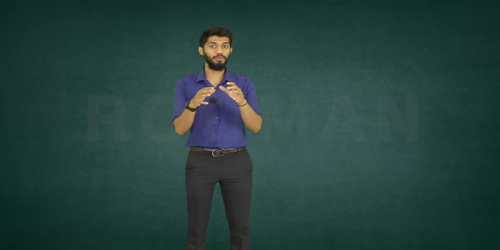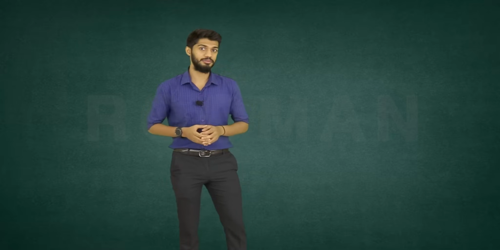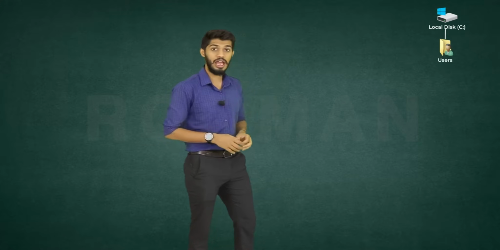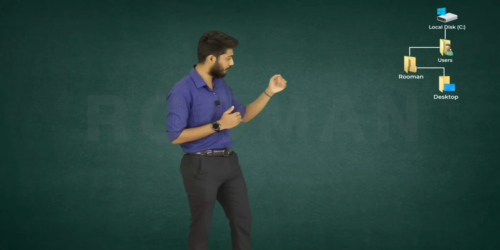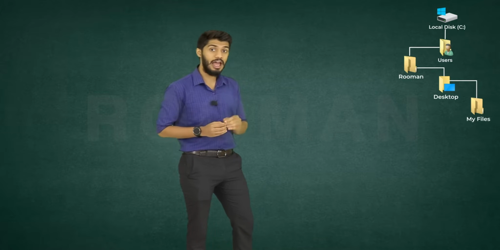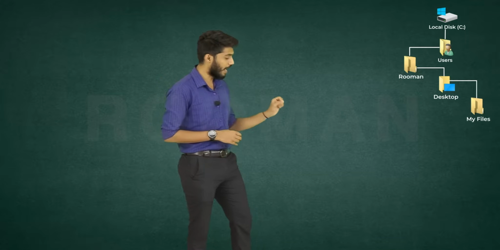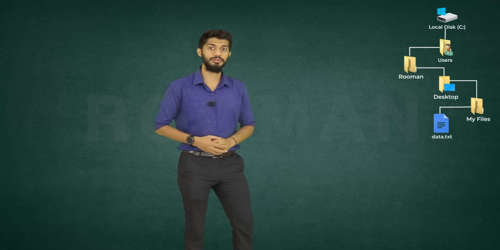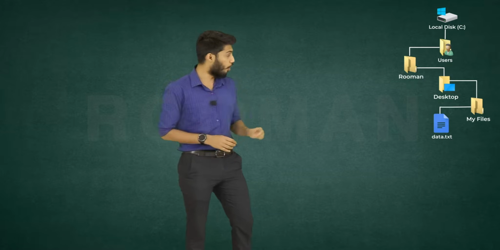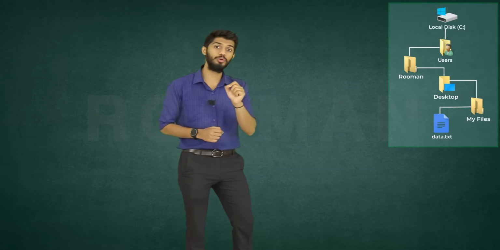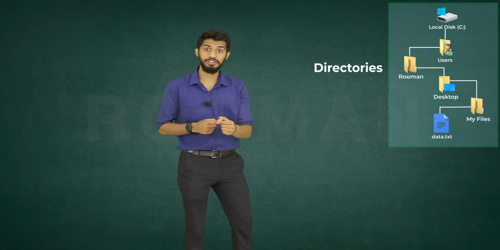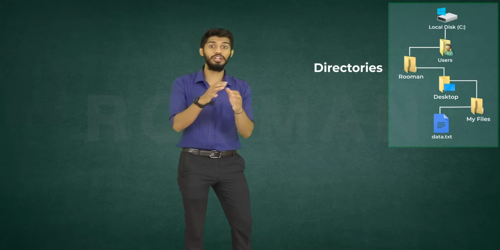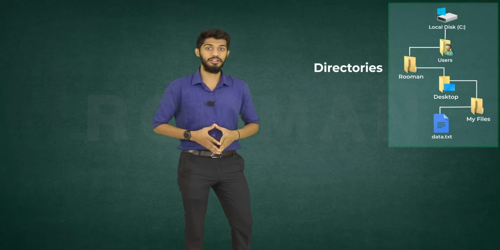Now if I go to my computer, and inside that go to the file system, I will find the C drive, and inside that C drive I will find a folder called users, and inside that there is a folder called room 1, and inside that a folder called desktop, and inside that I have my files, and inside my files folder I have a file called data.txt. All these folders I mentioned, users, room 1, desktop and my files, are also termed directories rather than folders, and that's what is used in the code as well. So I want you to understand this.